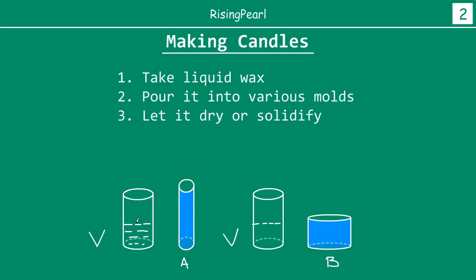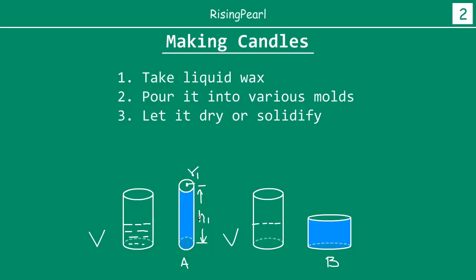The common factor that binds these two is that this liquid wax, which was of volume V, made this candle. Because this is a cylinder, we know that a cylinder has a radius R, and let's say, because we have two scenarios, let's call this radius R1 and this height H1.